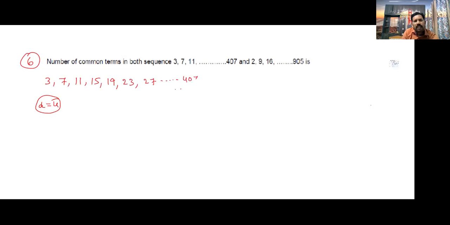407. Now, observe the second series: 2, 9, 16. What is the common difference here? 7. 16 plus 7, 23. 23 plus 7, 30, and so on, up to 905. By observing both the sequences, the common term we got is 23. That means the first term, so the common term 23, take that a is 23.